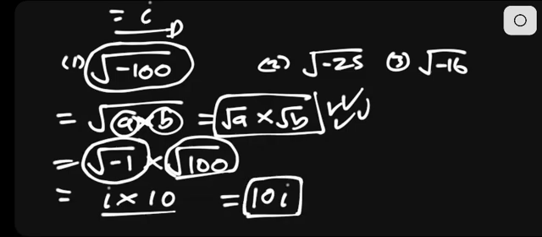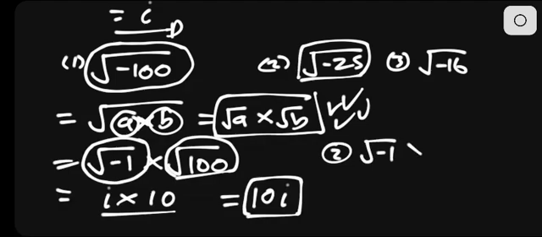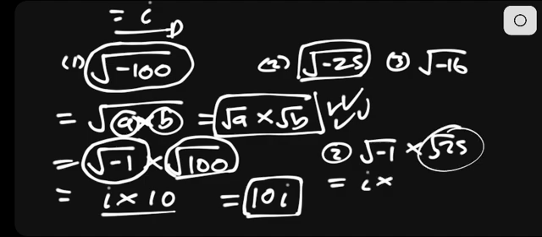Similarly, there we have number 2. We have the square root of negative 25. We can use that law. This is the same as the square root of minus 1 multiplied by the square root of 25. But the square root of minus 1 is simply i. The square root of 25 is 5. Then when you multiply, this will be 5i.